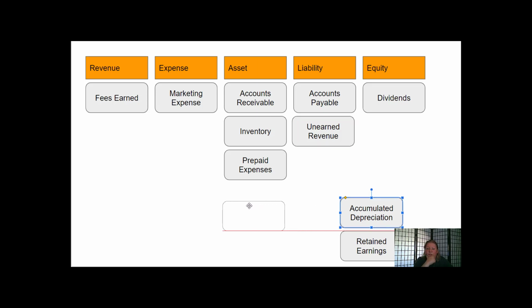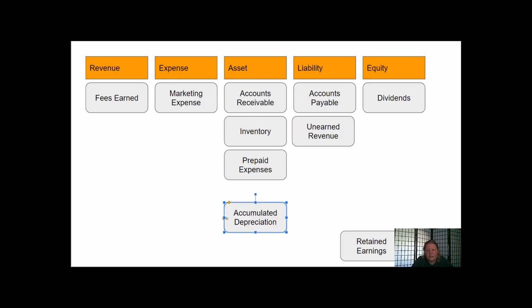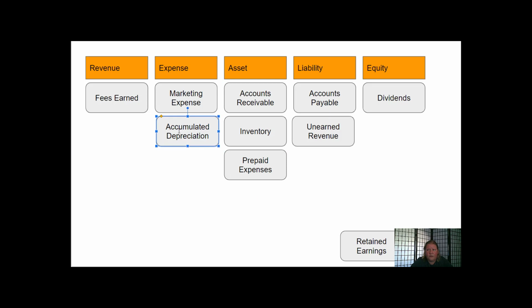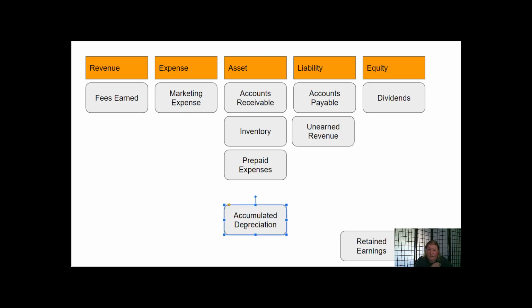Okay, accumulated depreciation. This is another one that people mess up quite often. Oh, we know that depreciation is what we do to assets to show that the value of the asset is being used up. So that must be an expense. However, I don't see the word expense. Do you see the word expense? I don't. Depreciation expense is an expense account, but this is accumulated depreciation. So again, one of those tricky ones.